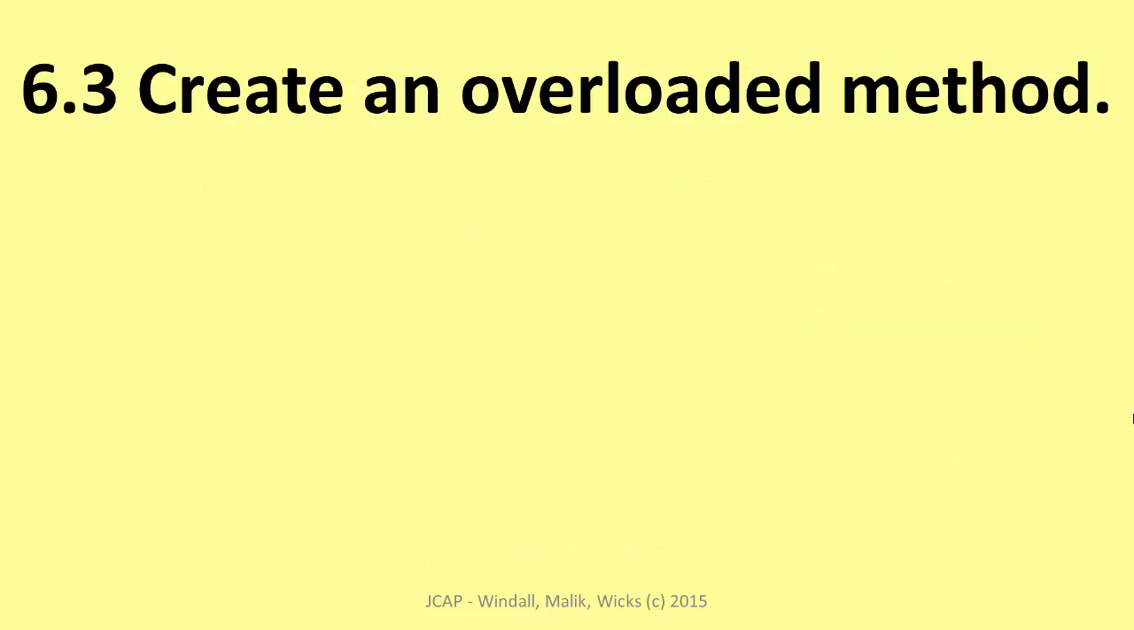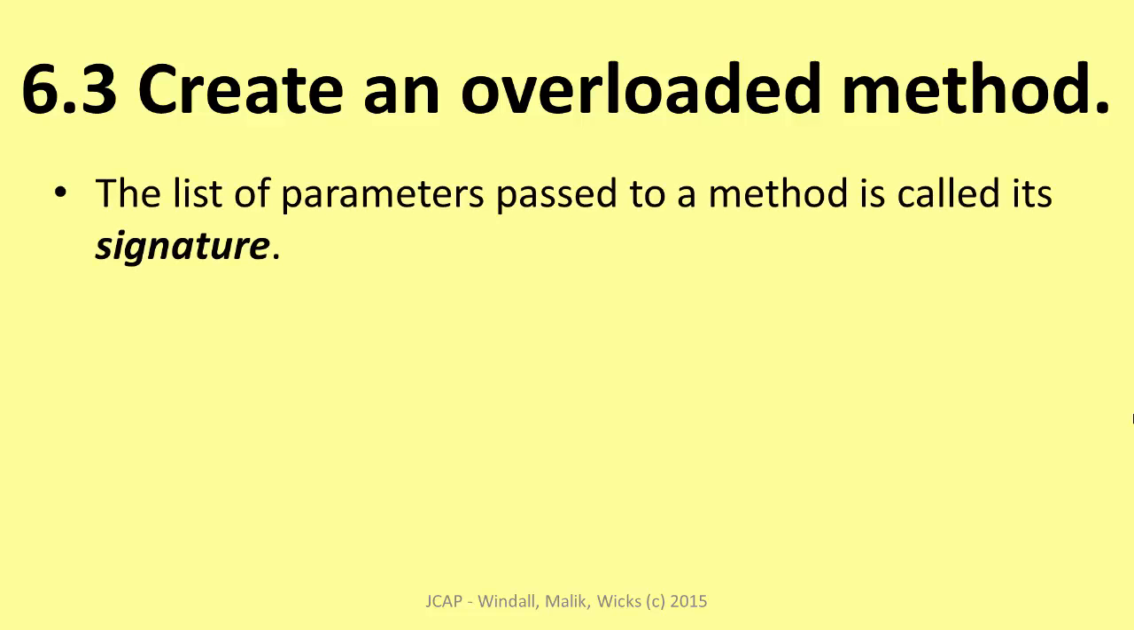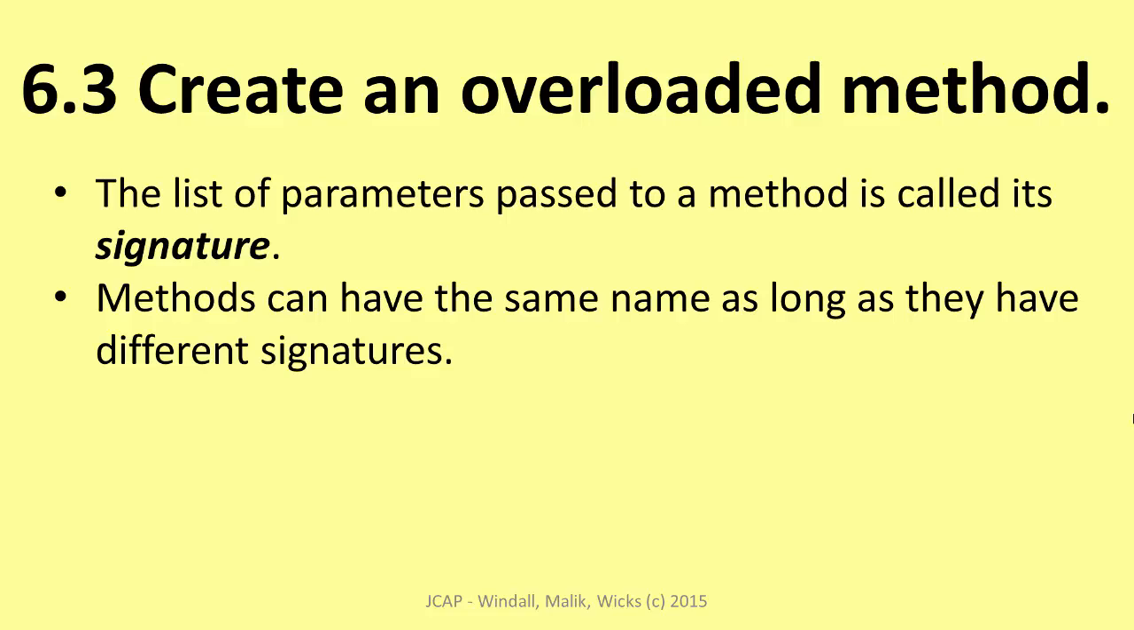Let's move on to 6.3. Create an overloaded method. A list of parameters passed to a method is called its signature. So you might have parameters being string and integer, the signature of that method is string and integer. Methods can have the same name as long as they have different signatures. So you can have several myMethod methods as long as their signatures are different.